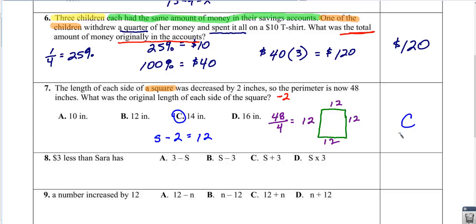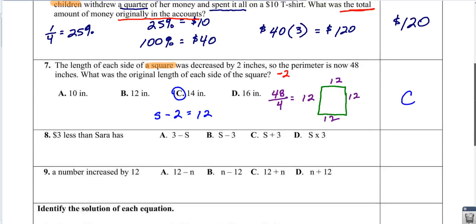How many of you had 14? Well done. All right. We're ready to finish this out. So 3 less than Sarah has. Here's Sarah take away 3. The answer to 8 is B.